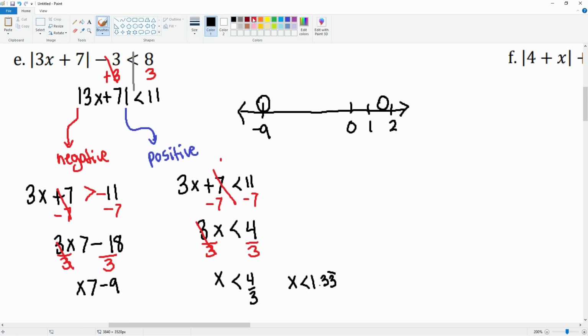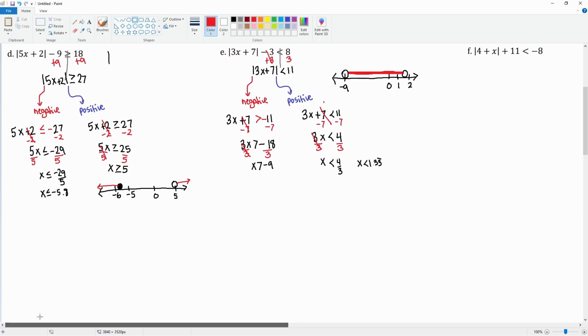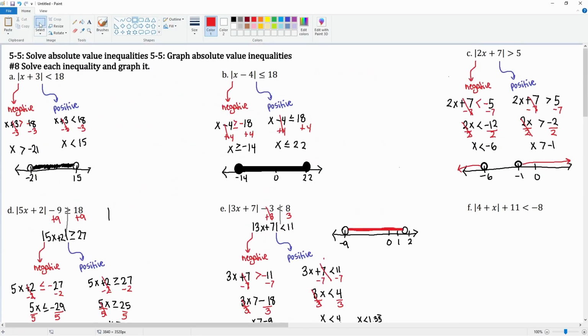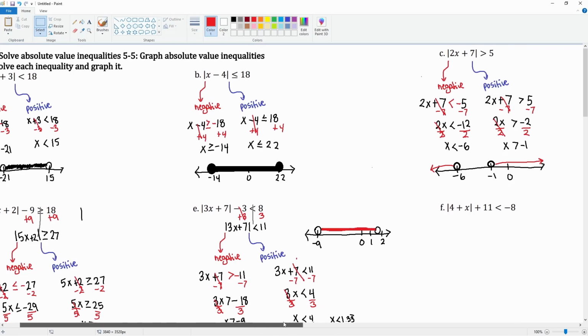So x is greater than negative 9, so that goes to the right. And then x is less than 4 over 3, so it goes to the left. Oh, so this is an and problem. Look, it's connected. Let's double check. Do you see how all the and ones have this symbol? It has the less than or equal to symbol. That's why it's also an and. Do you see how f also has that symbol? That's also going to be an and one.